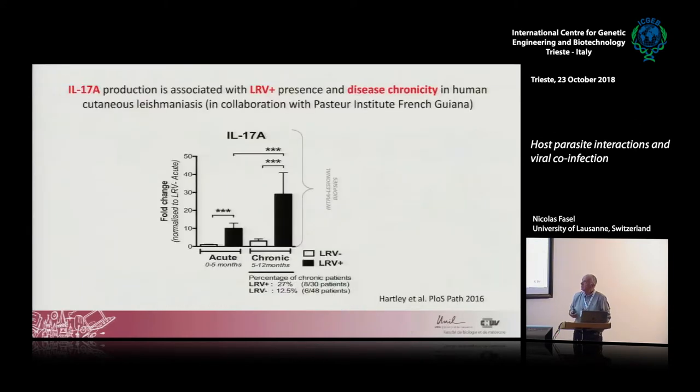So based on this hypothesis, we analyzed patients in collaboration with the Pasteur Institute in French Guiana. What you can see here is the production of interleukin 17A measured by QRT-PCR, either in the acute phase of patients when the virus is present, here LRV plus versus LRV minus, or in chronic patients, where you start to see a lot of interleukin 17A produced. That was done by QRT-PCR, but we have some data on the protein level.